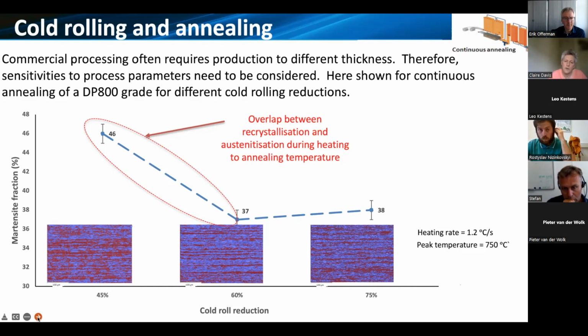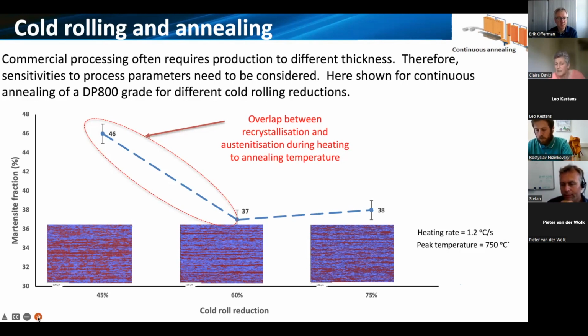So this graph is showing the martensite fraction in a DP 800 material for the same heating rate, in this case the same peak temperature, but for different cold rolling reductions. And what we see is that if we're going down to relatively low cold rolling reductions, 45% in this case, which is a commercially used cold rolling reduction, we can start to see quite strong sensitivity to the microstructure that's developed, whereas above the 60 to 75% cold rolling reductions, we don't see that.